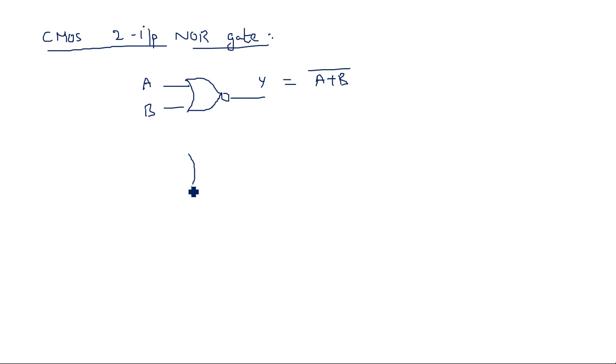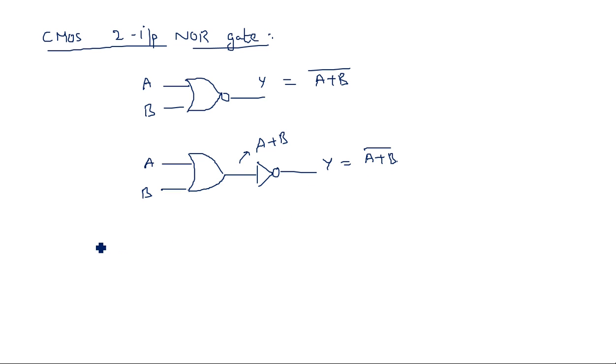The same symbolic representation can also be expanded like this by separating the NOT gate. That means OR followed by NOT is nothing but the NOR gate. With the same inputs A, B, here we will have A plus B. Now the complemented output is nothing but your NOR operation, A plus B whole bar.